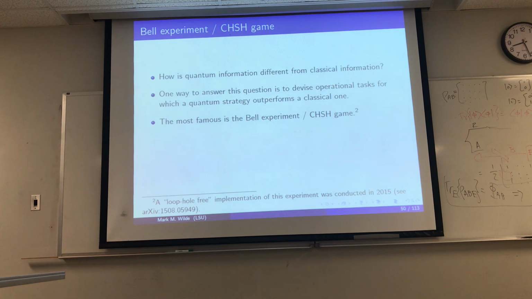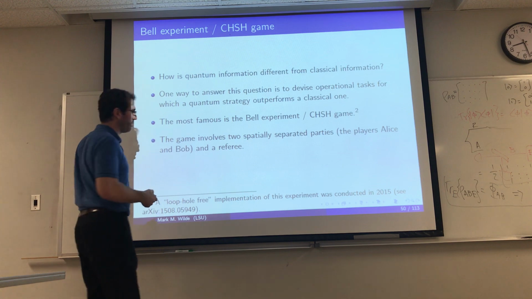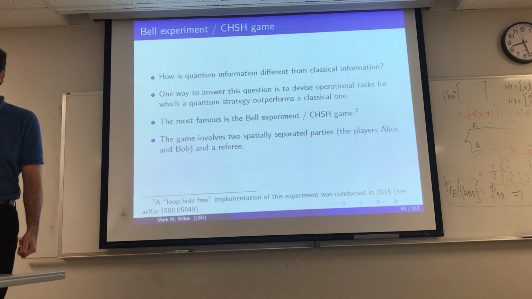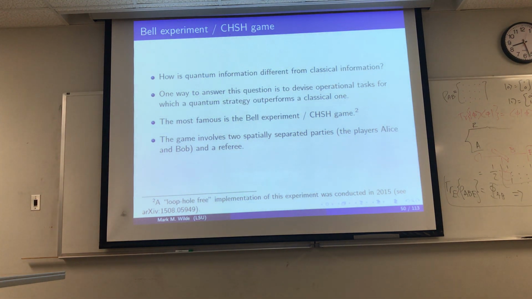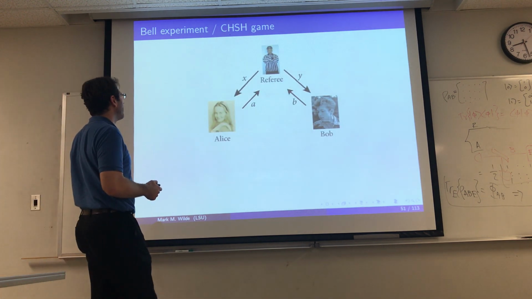Good. What is the Bell experiment? It involves two spatially separated parties, Alice and Bob, and a referee. Okay. Who wants to be Alice? You were Alice at QCMC, is that right? Okay, so you were always Alice. And then who wants to be Bob? Anybody? Please, Bob. Okay, you laugh, so you're Bob. Good. All right. So it involves Alice and Bob.